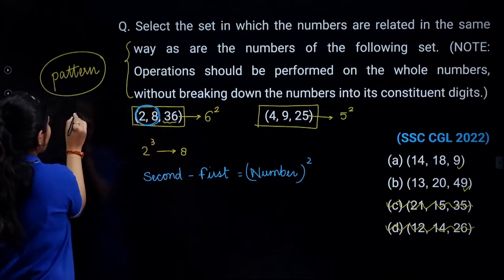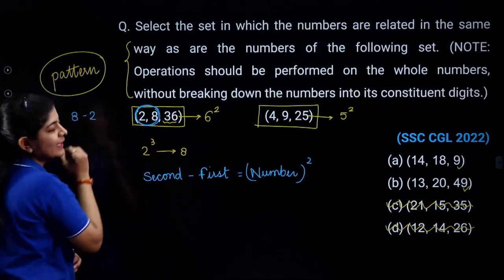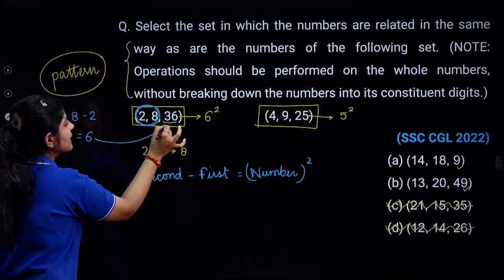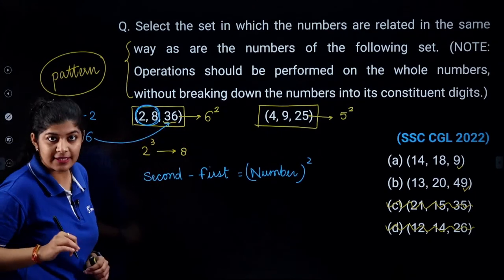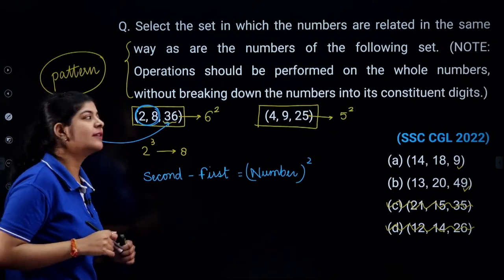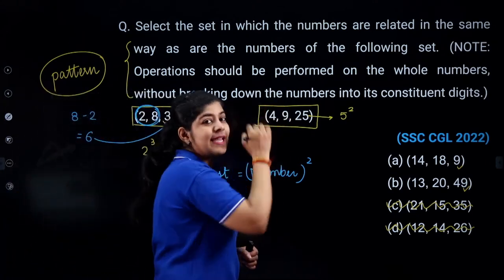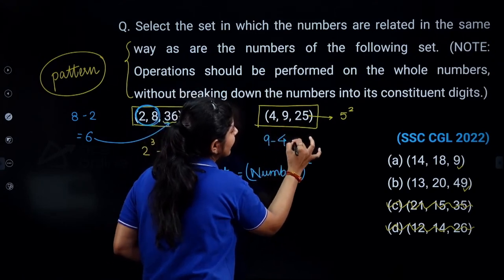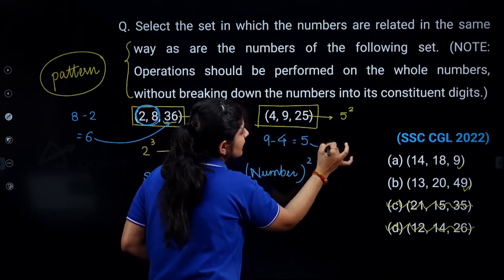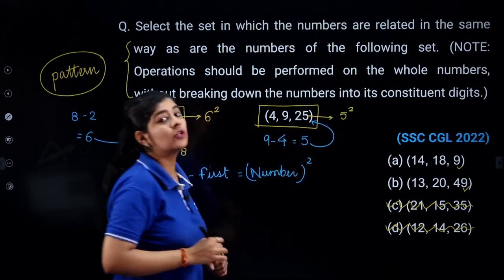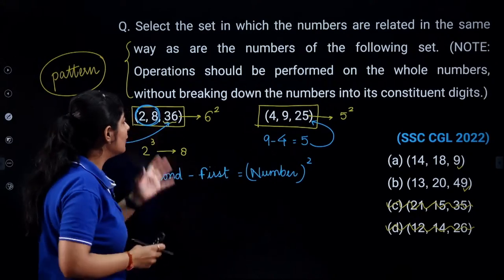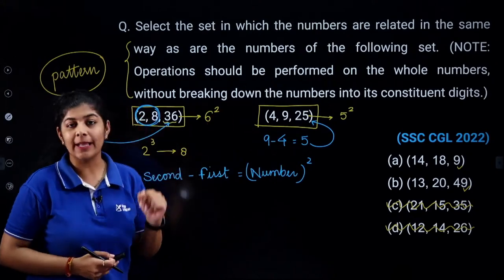Just simply check. 8 minus 2, what am I getting? I am getting 6. And what is the square of 6? That is nothing but 36. Did you get this logic? Okay, let's check the same logic in this one. 9 minus 4, what are we getting? We are getting 5. And what is the square of 5? That is nothing but 25. So these kinds of logics can also be mentioned in this type of question.